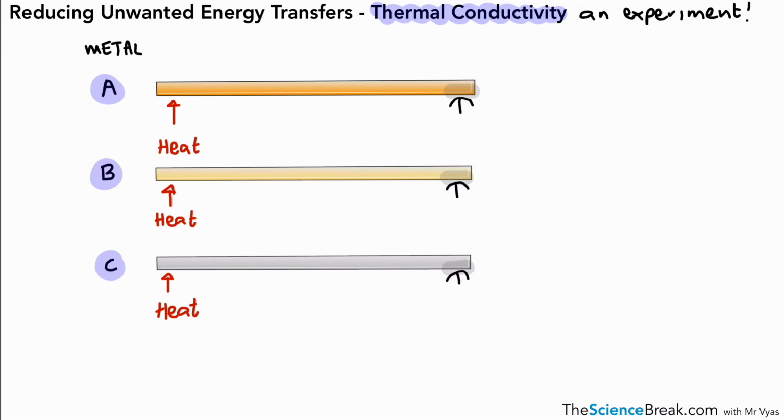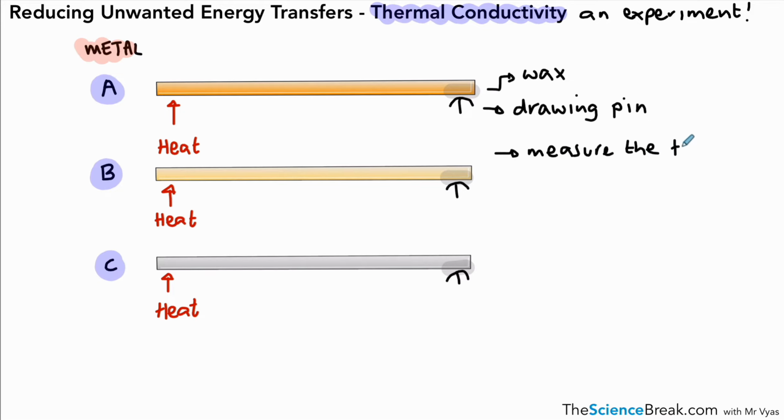What we have are some metals. So in this case, I've just labeled them metal A, B, and C. At the end of each metal, we have some wax. Sometimes you can use grease, but we have wax in this case. And we have drawing pins attached to the end of the rod by the wax. What we can do is we can heat one end of the metal rod, and we can measure the time it takes for the wax to melt and therefore for the pin to drop.